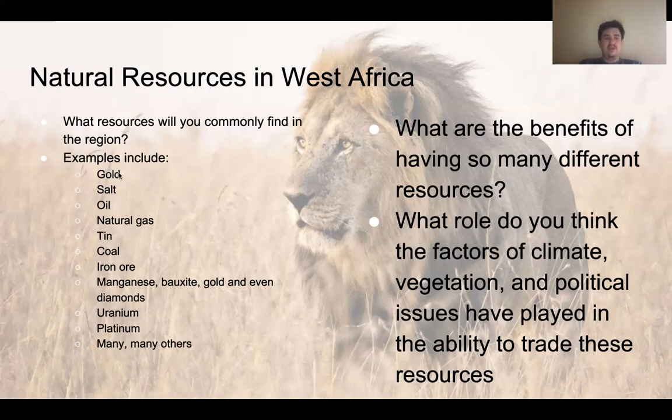You would think, given all these different resources, that Africa would be a very thriving place. Yet we still see examples of where Africa is just behind because of the political issues they have, because of those ethnic conflicts we were looking at. So think about what you think each of these play into the political situation in Africa now.